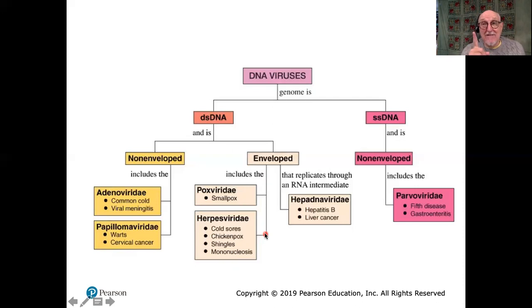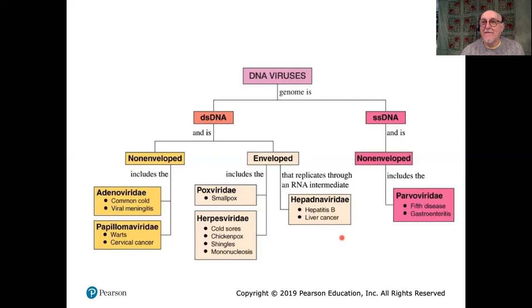Now, I'm just going to mention one other one, and that is this one here. These are the hepadnaviruses. Very, very strange viruses indeed, very strange reproduction.